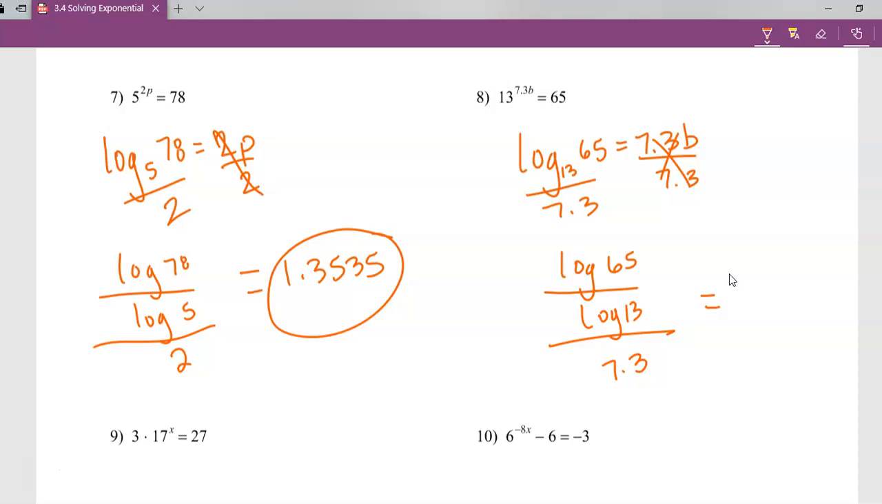Now if your calculator opens a parenthesis when you put log, you are going to have to make sure that you close that parenthesis before you divide by log 13, and then close that before you divide by 7.3, or you will get the wrong answer because it will put that second log inside the first log. So make sure you close that parenthesis off before you divide. All right, so this would be equal to 0.2229.